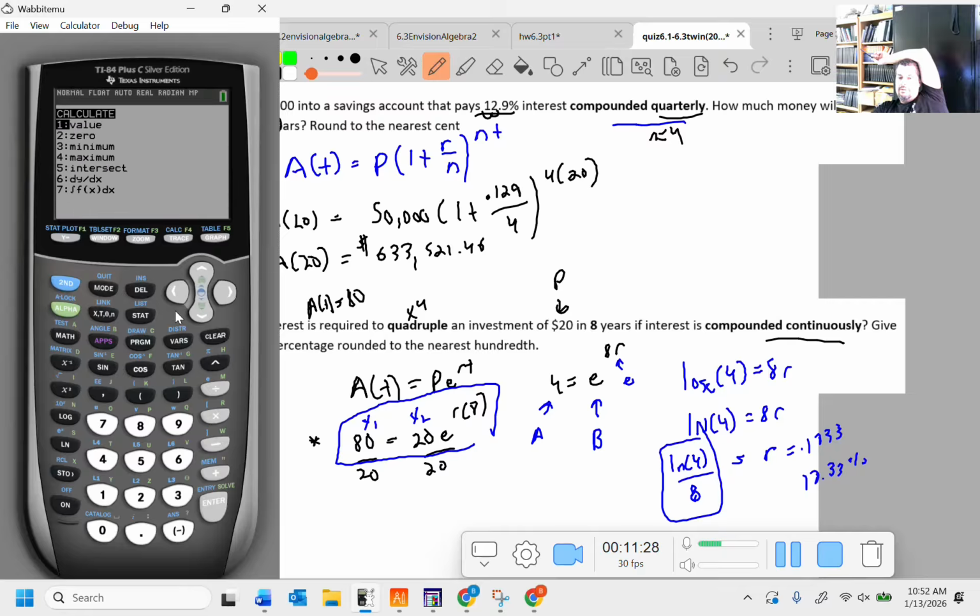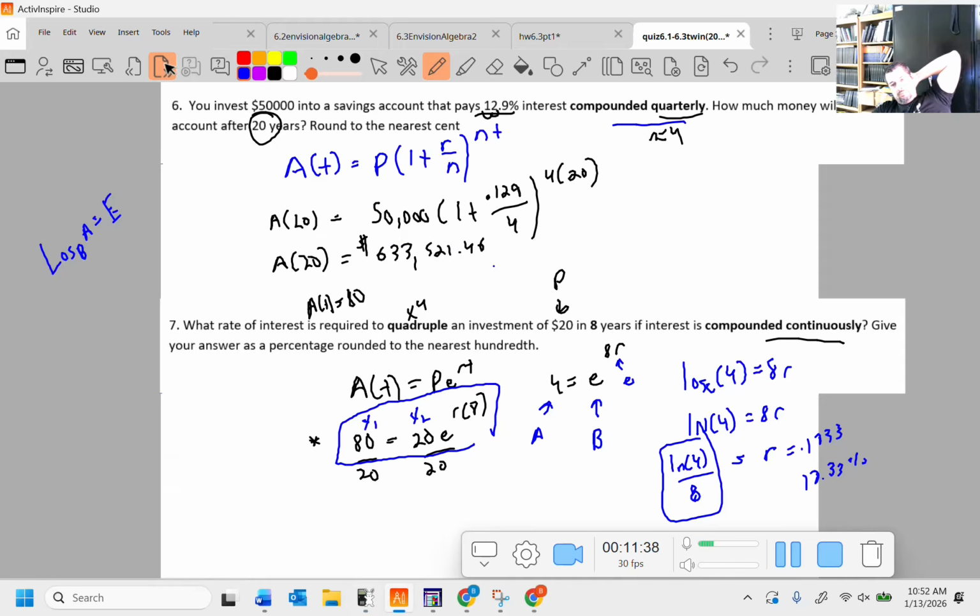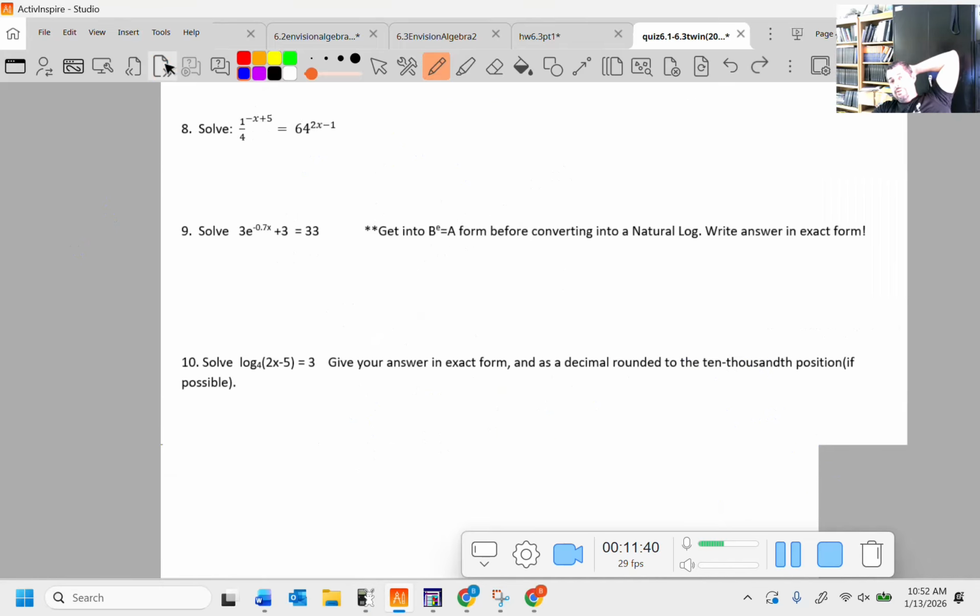Second trace, 5, enter, enter, enter, bam, 0.1733, just like I told you. Now, for me, it's quicker to do these things by hand than it is to mess with a graph.